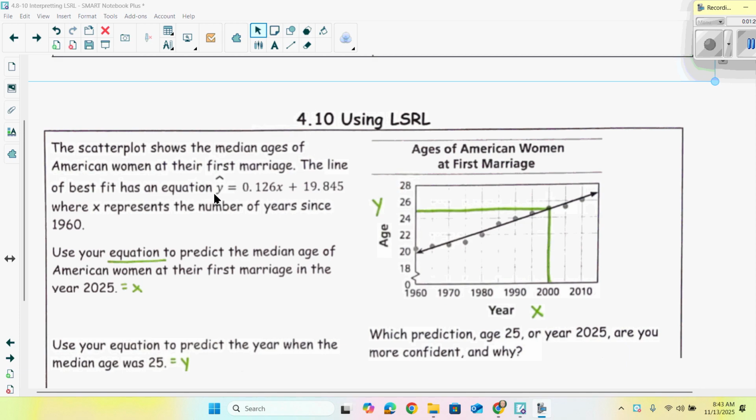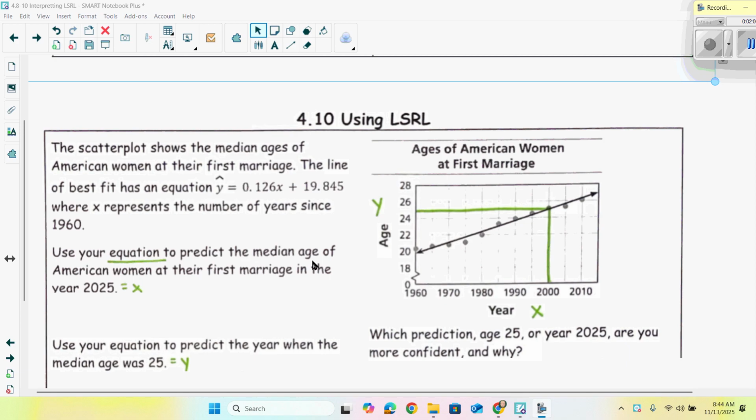The line of best fit has an equation given here where in the initial year, 1960, we would expect a woman to be married at age, the average woman, at age 19.845, so almost 20 years old. And every year since 1960, we would say that there's an increase by 0.126 years. So 0.126 years added for every year since 1960, where x represents the number of years since 1960.